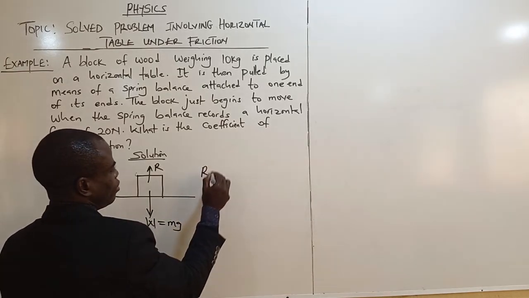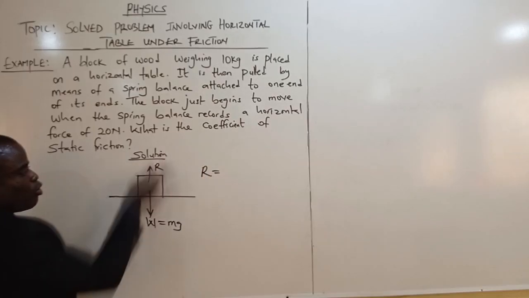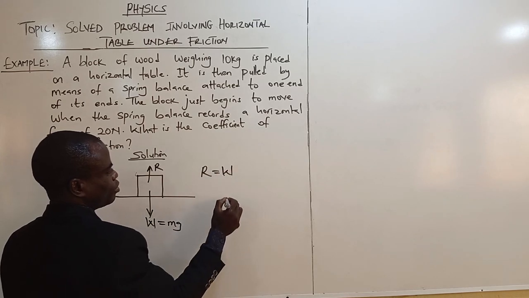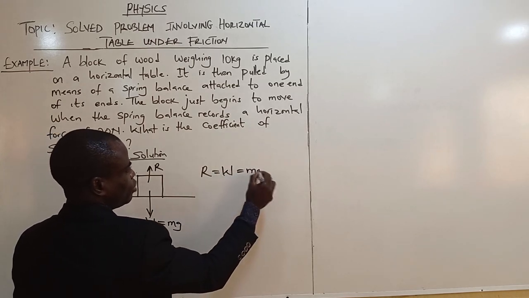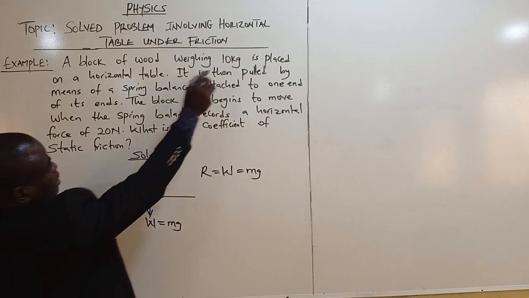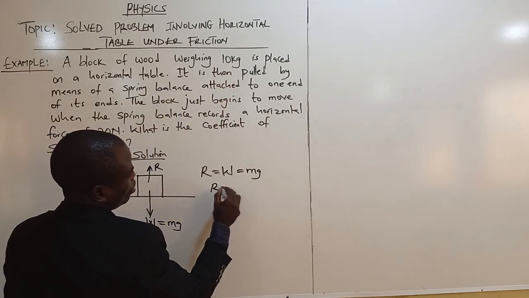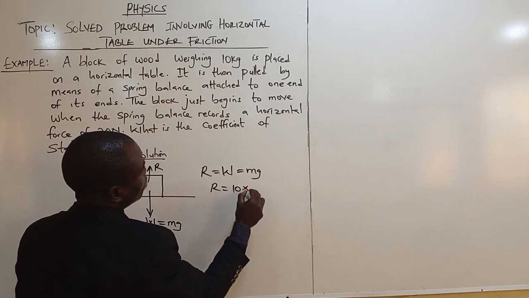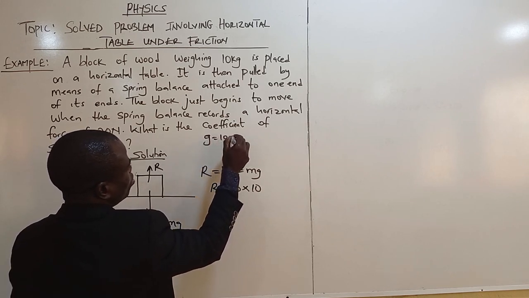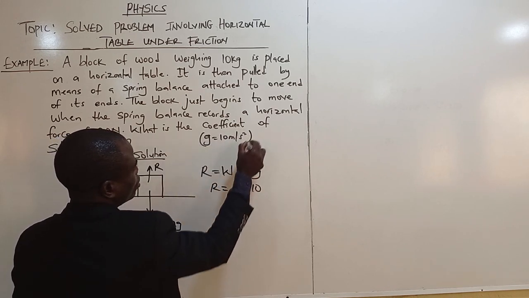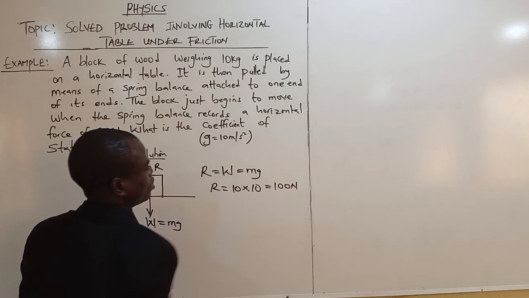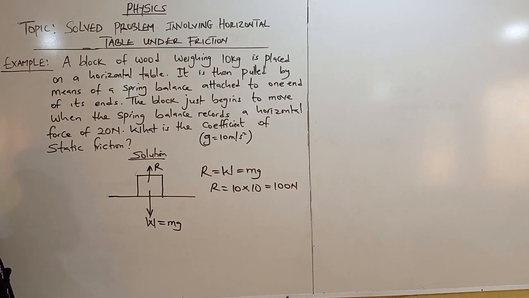And don't forget that the upward force R equals the downward force. R equals W, which equals mg. That's where you now multiply your mass. R equals mass 10 times 10. Acceleration due to gravity is 10 meters per second squared. It's constant, just know that, which is 100 Newton. 100 Newton. Is that okay?